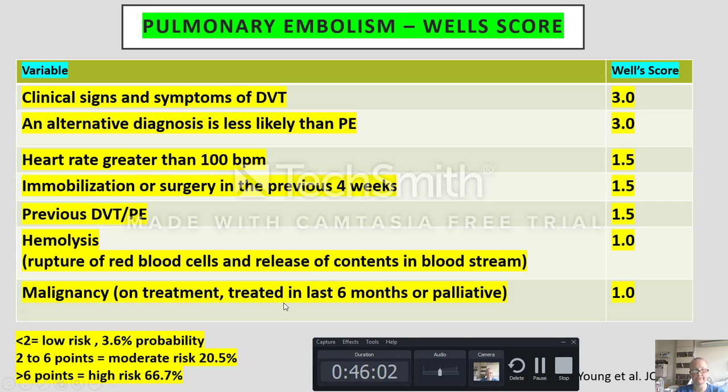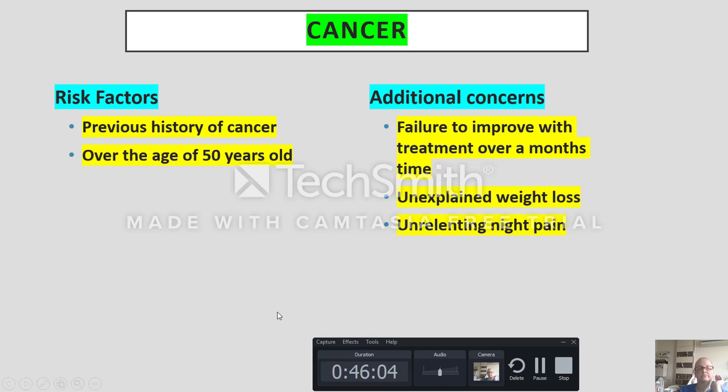Yep. Cancer! Woohoo! Cancer. Risk factors. Previous history of cancer. Over the age of 50 years old. Additional concerns. Failure to improve with treatment over a month's time. Unexplained loss. Unrelenting night pain.